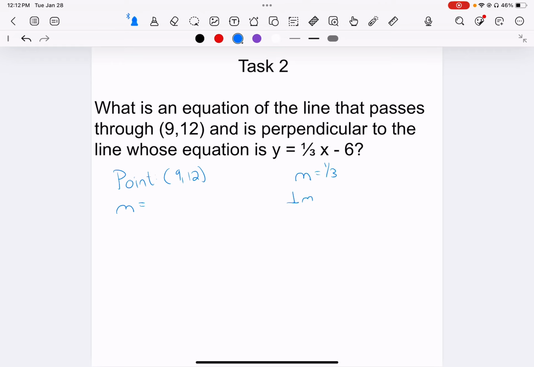So that means my perpendicular slope is going to be the negative. So since it's positive, I know it's going to be negative. And the reciprocal. The reciprocal of 1/3 is 3. So the slope of the line I'm writing is negative 3. So now to write my equation, it's y minus 12 equals negative 3, parentheses, x minus 9.